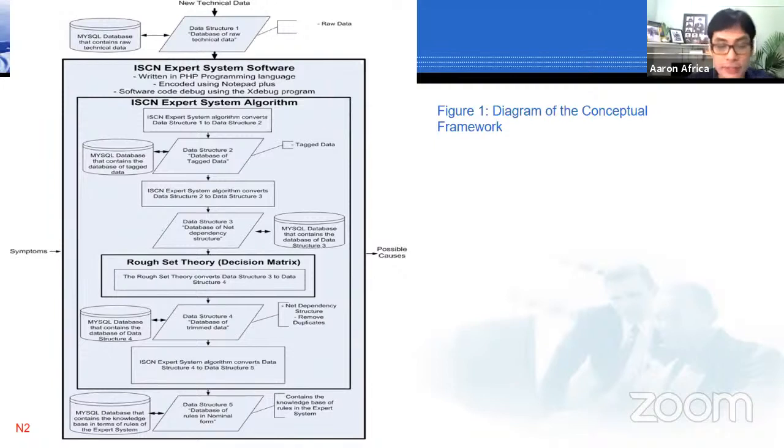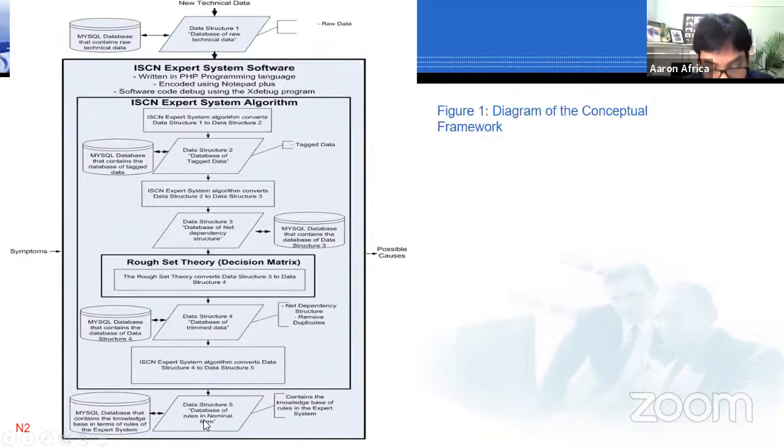Now, each row of data structure 4 will automatically be converted into a rule in the ISCN Expert System algorithm. This process is done to make the rules to be used in the expert system. The rules that are repeated are removed. And the possible causes with the same set of combinations will be written in what we call the approximate rules by the expert system software. The rules will be in data structure 5.